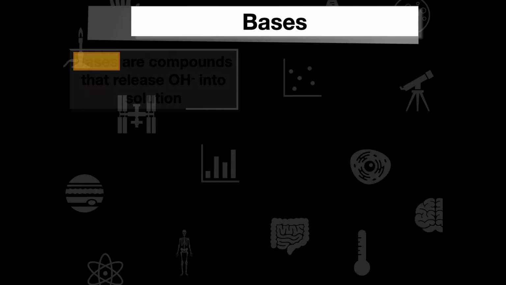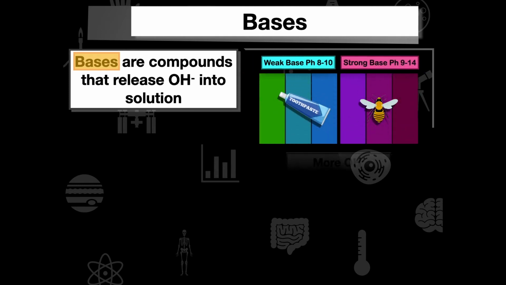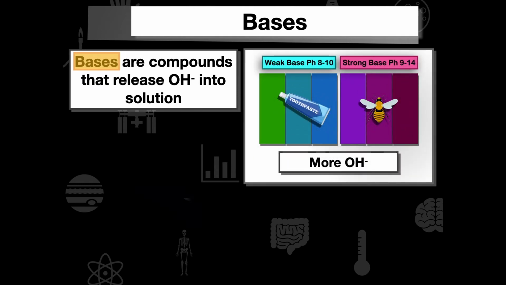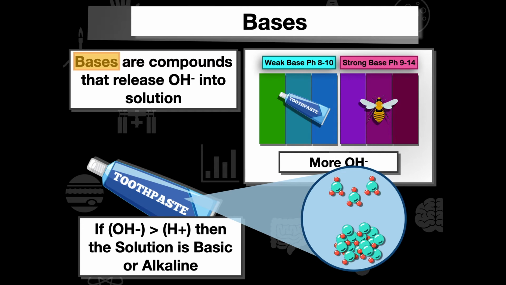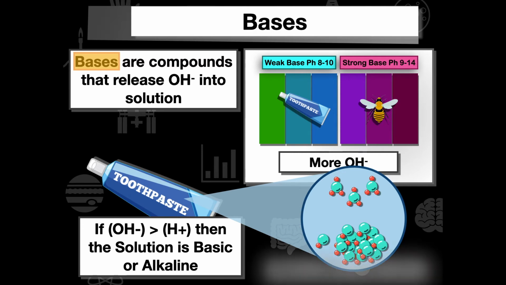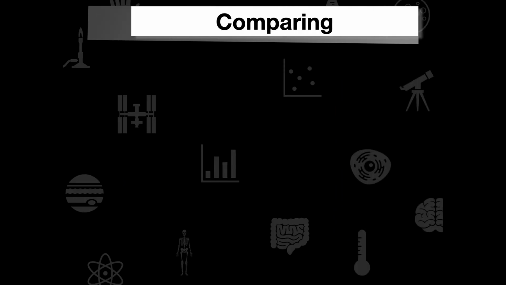Now, if we want to go through and look at a base, well, bases are compounds that release OH- into solution. We can see the more OH- we have, the more basic the solution, or the more alkaline it is. So if we look at the diagram here, we only have 3 H+, we have a ton of OH-. Because there are more OH- as compared to our H+, the solution is going to be basic or alkaline.